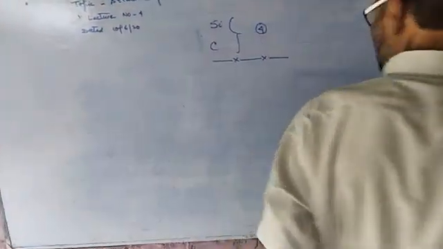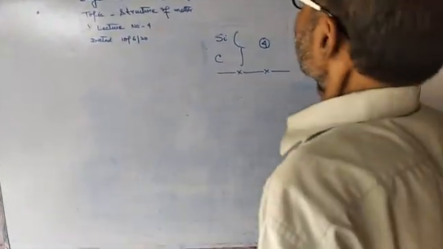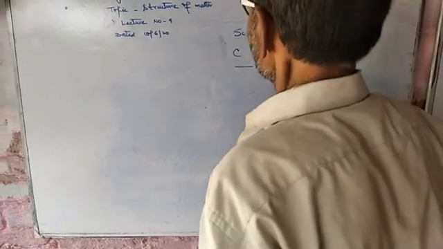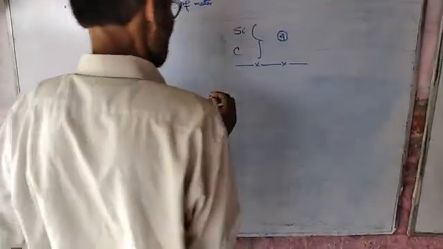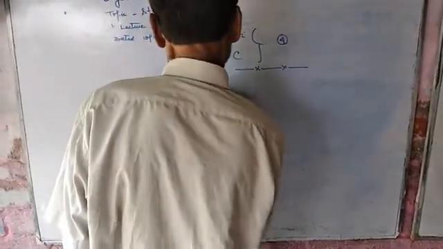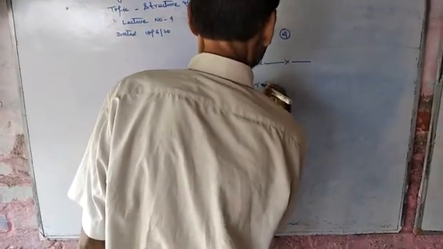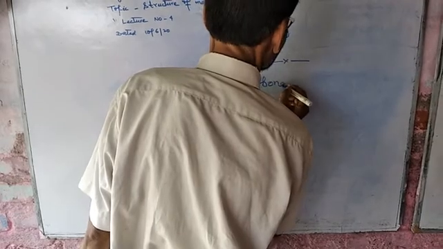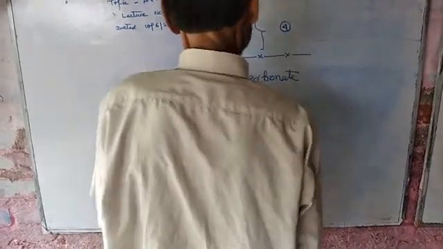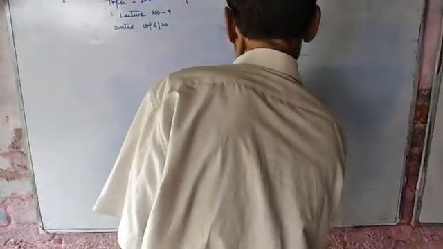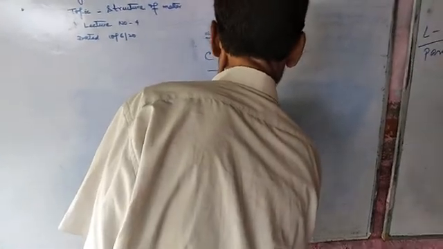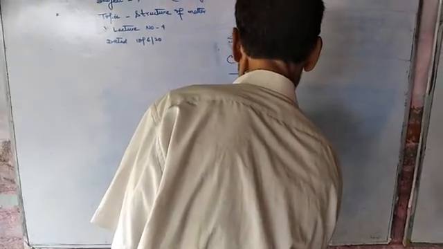Now we are going to teach some more valencies of compounds. For example, carbonate. Carbonate, its formula is CO3 and valency is 2.